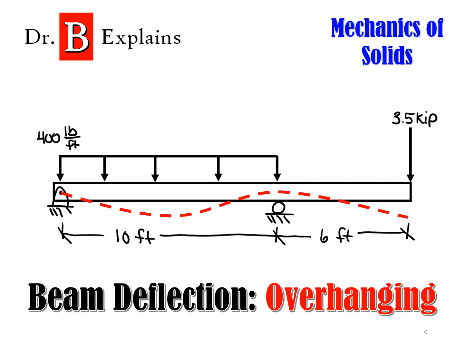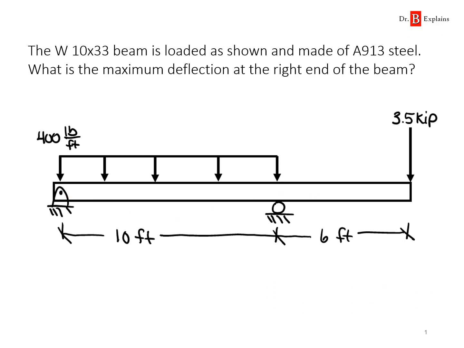In this video, we're going to do a beam deflection problem on a beam that has an overhanging section. The problem involves a wide flange W10 by 33 I-beam that has a distributed load from the left-hand section all the way to the roller. It has a magnitude of 400 pounds per foot. And there's also a point load or concentrated load of 3.5 kips at the very end.